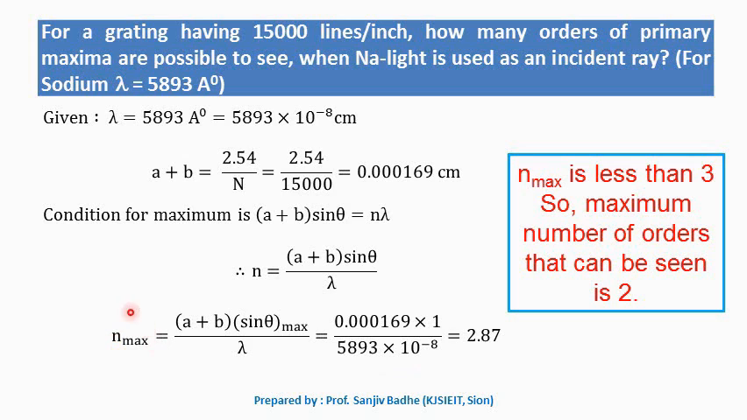We can calculate the value of n max to be 2.87, but n has to be an integer. So n is less than 3. We will not round here. N is less than 3. So third order is not seen. So the maximum number of orders that can be seen is 2. So this is the final answer.